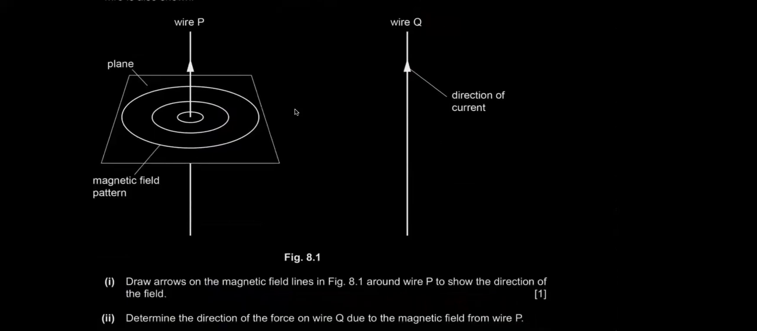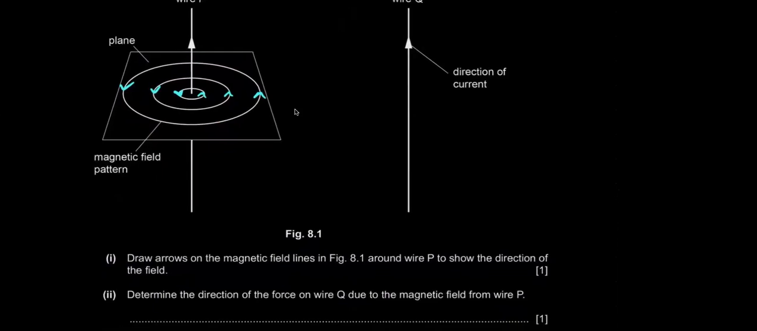So again, you can just use your right hand grip rule for this. So you should make your thumb point in the direction of the current in wire P, right? And then the curling of your fingers should give you the direction of the magnetic field. So if you just do this, what you'll see is the arrows pointing like this. And if I just continue this on the other side, this is what it would look like. So I have the magnetic field, which is in an anti-clockwise direction, right? This is how the field lines point.